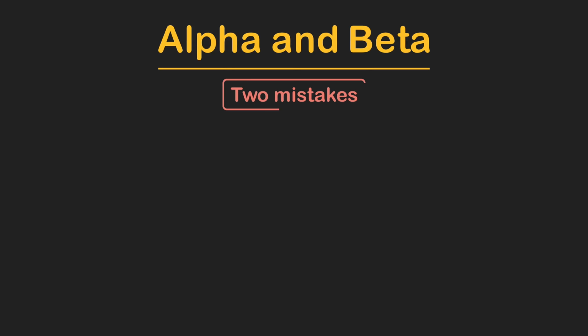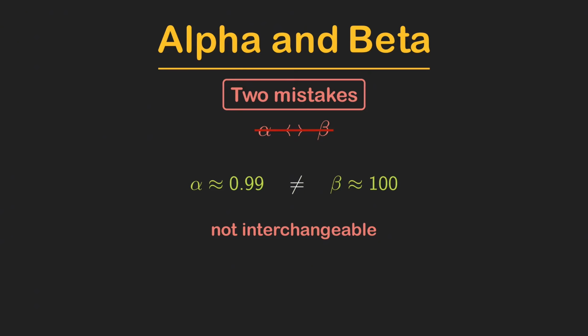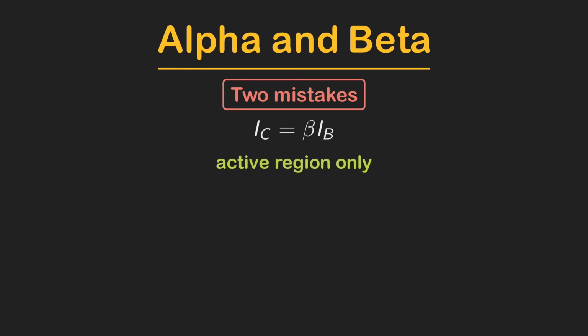Now, two mistakes to avoid, and these are common. The first mistake is swapping alpha and beta. Remember, alpha is just under 1, while beta is large. They are completely different in size, and they are not interchangeable. The second mistake is the big one for exams. The formula collector current equals beta times base current only holds in the active region. Use it in saturation, and your answer will simply be wrong.